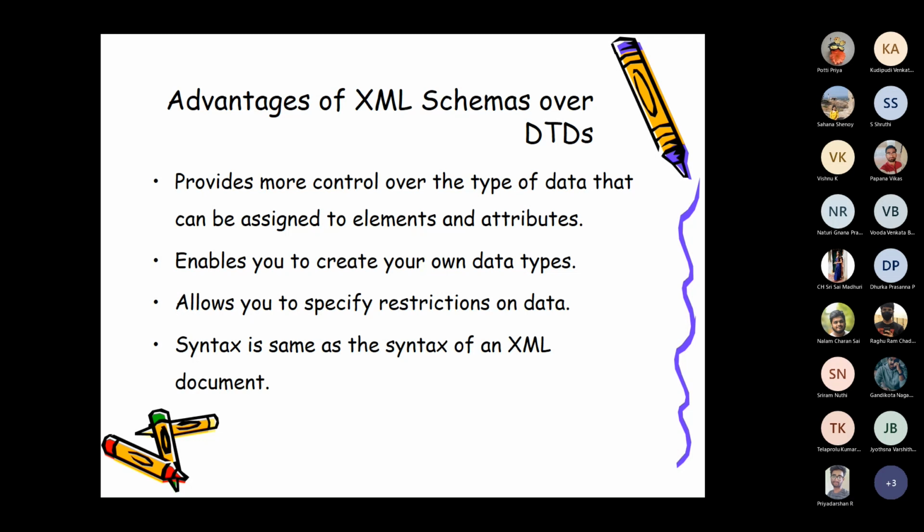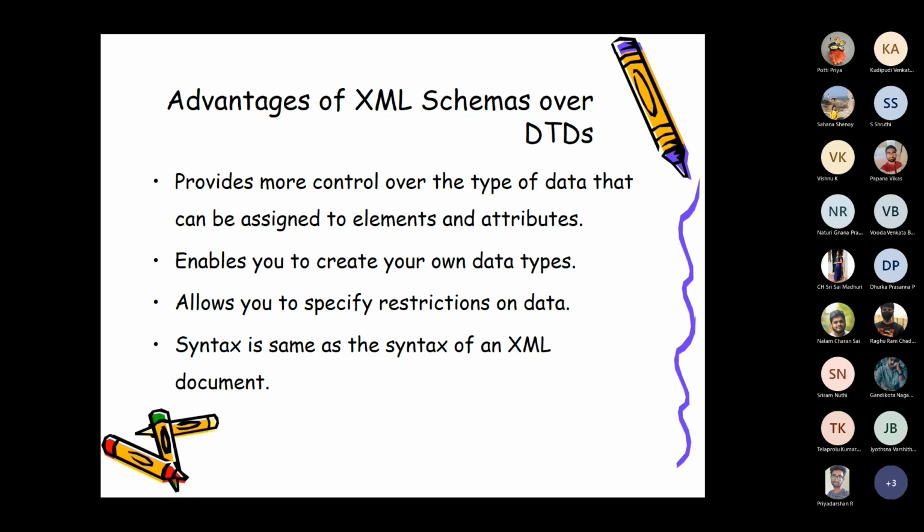The answer is it provides more control over the type of data that can be assigned to elements and attributes. One thing we have noticed is that we have hardly one or two different data types mentioned in the case of DTD. But here, first of all, you have different types of data types available. And the second point is it makes it more flexible, in that it enables you to create your own data types. So if you want to have your own format of content, you can define such a user-defined data type, and then that can be specified as the content for an XML element in the case of XSD.